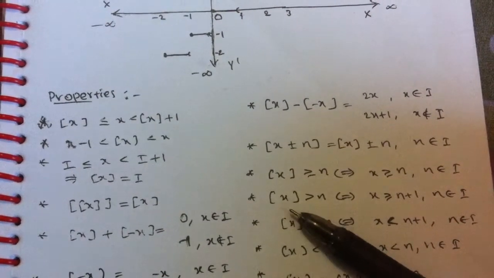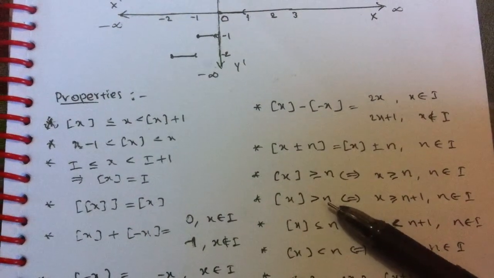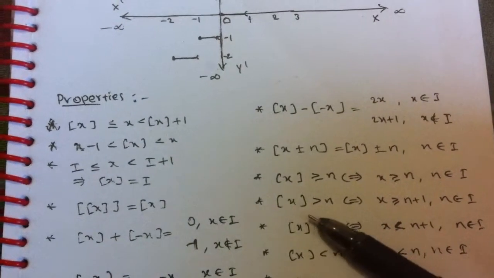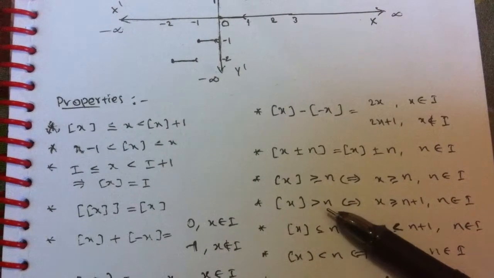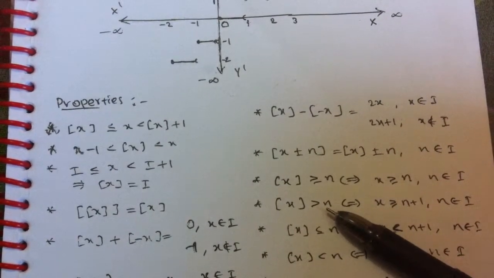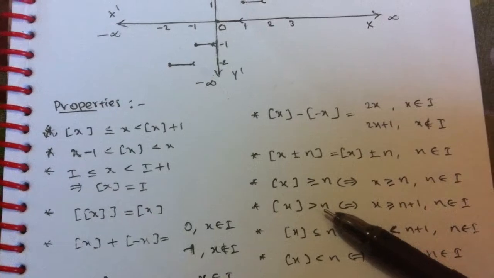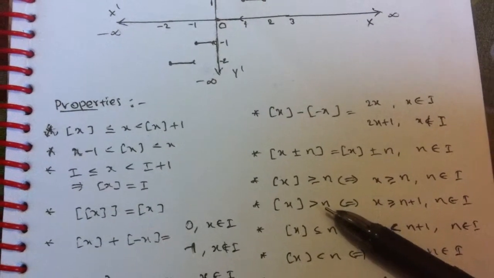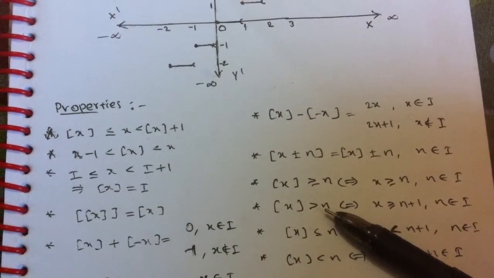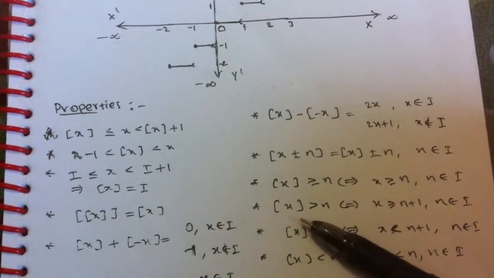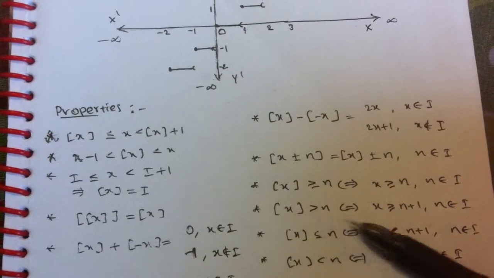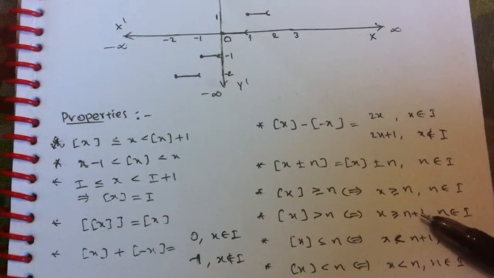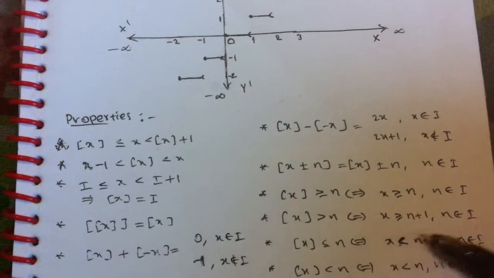Look at this property, step x greater than n. Suppose the n value is 2, step x value is more than 2. More than 2 means 3 or more. You have to take the x value 3 or more. So x is greater than or equal to n plus 1, where n belongs to integer. Okay.